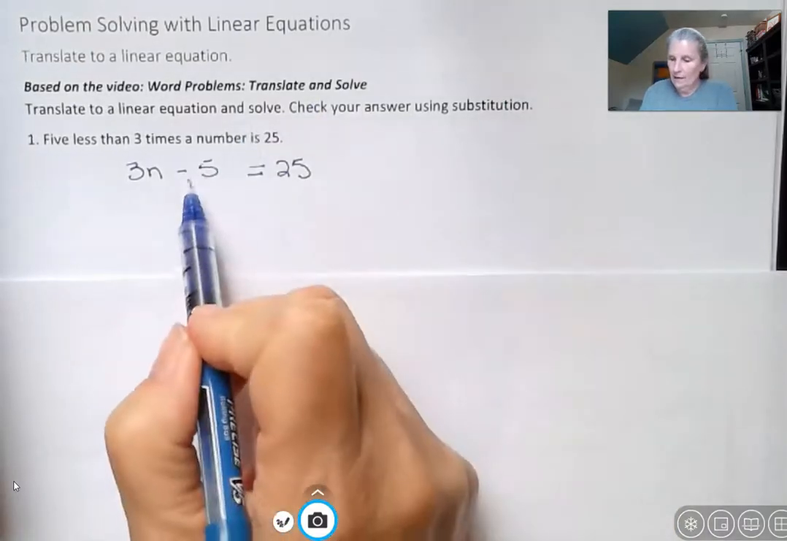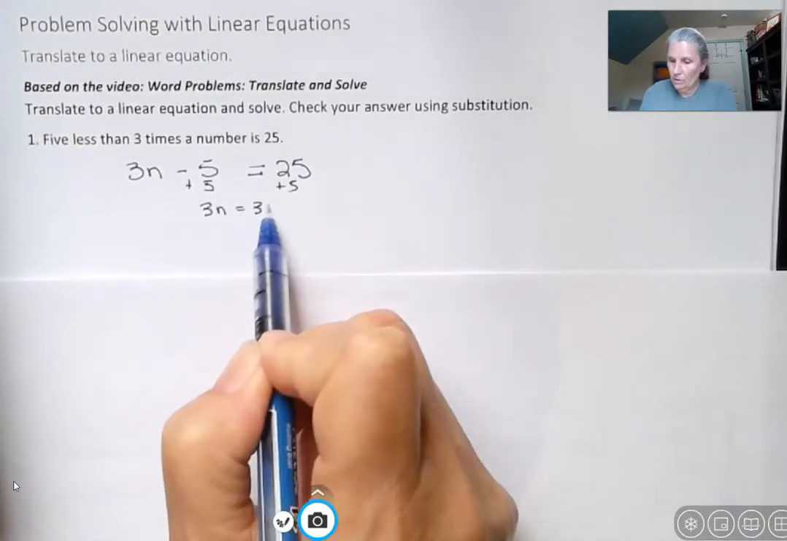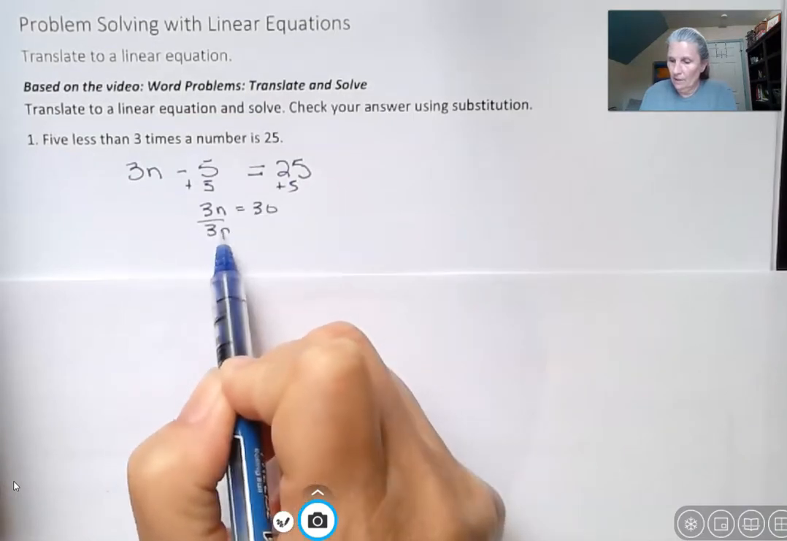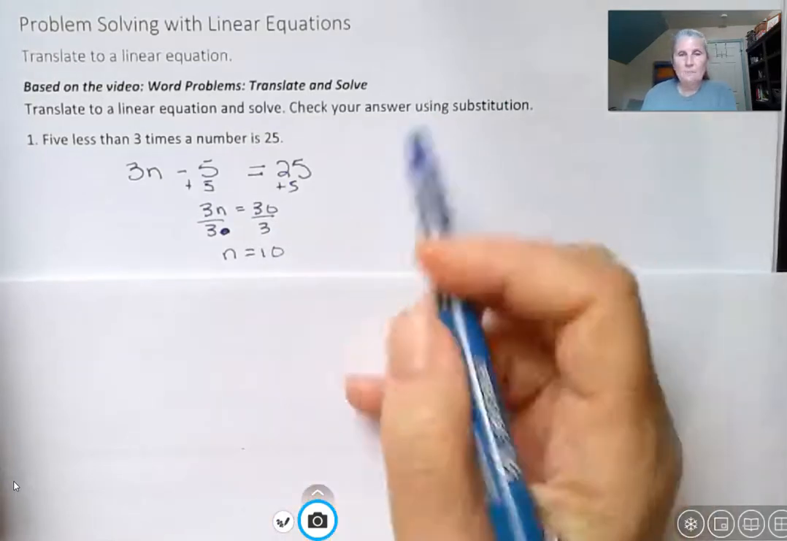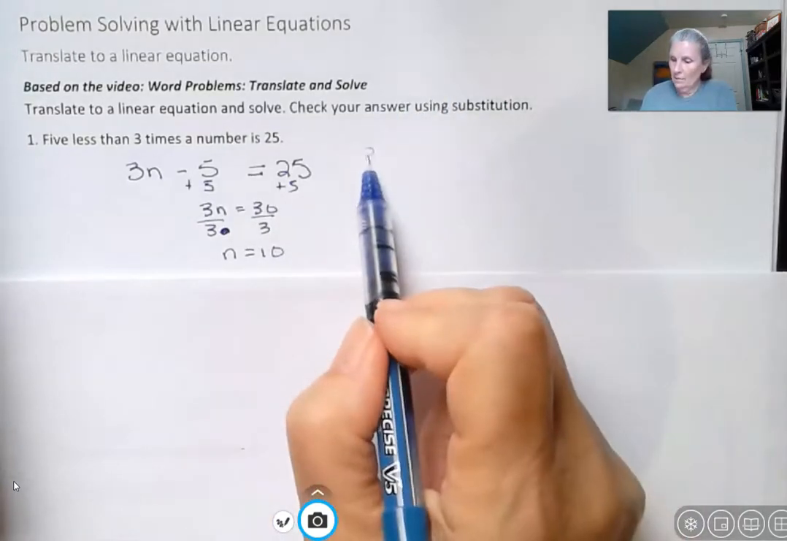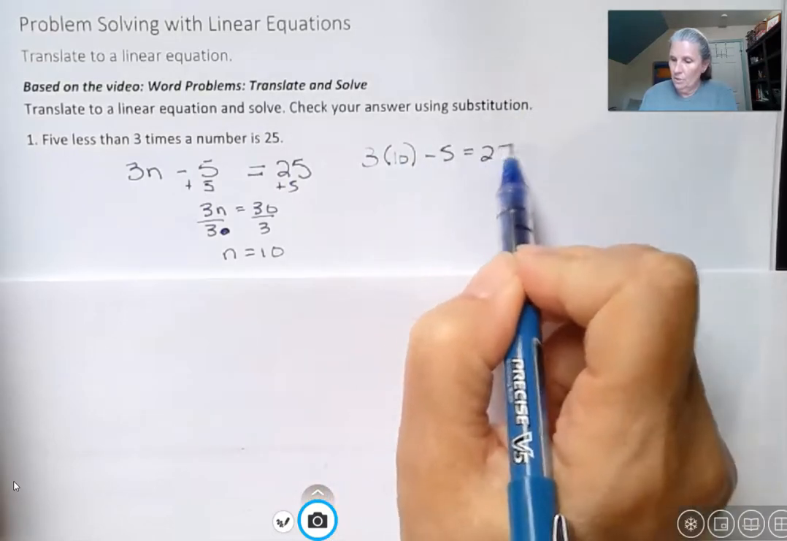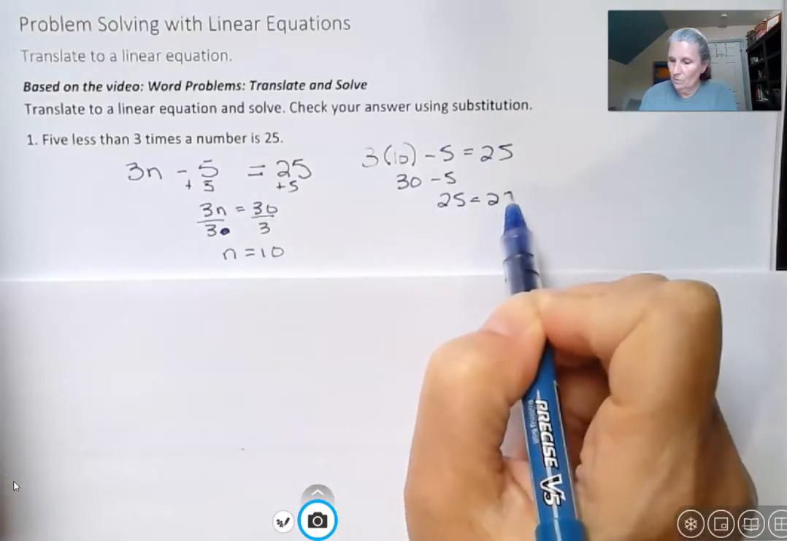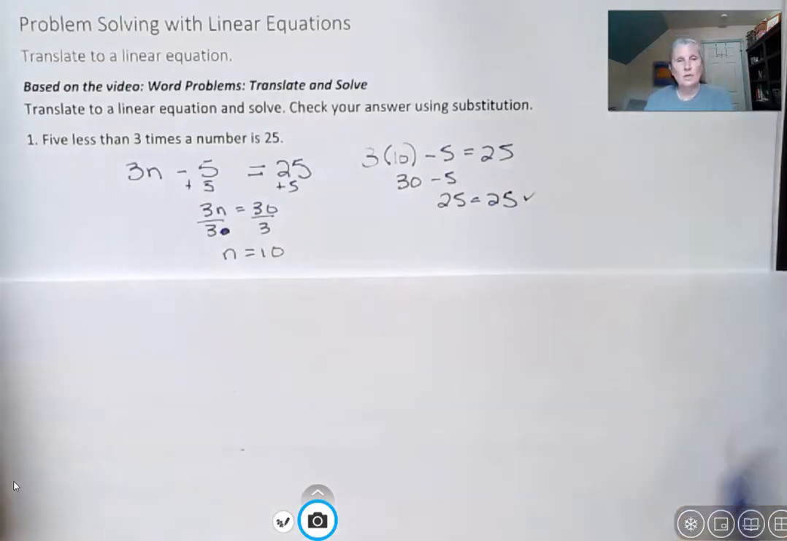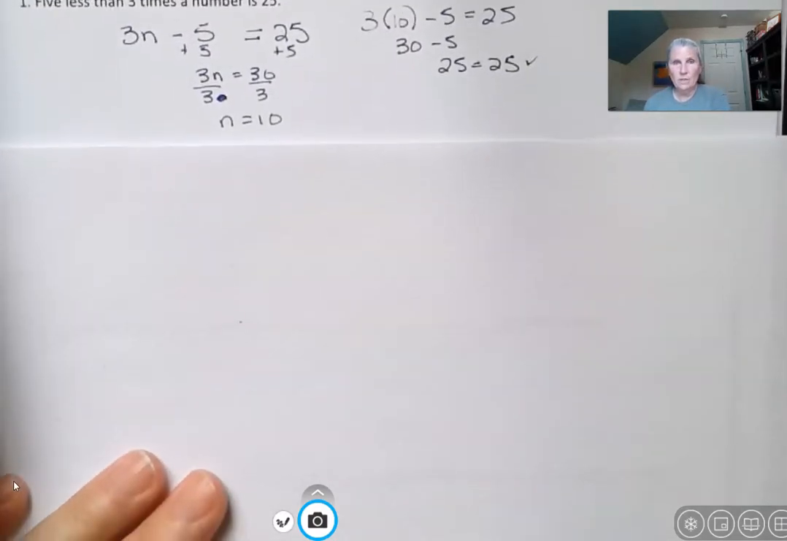And then if I add 5 to both sides, I get 3n equals 30, and dividing both sides by 3, oops, not the n, I get n equals 10. And now I can check that by going back and saying 3 times 10 minus 5 should be 25, and that's 30 minus 5, or 25 does equal 25, so that's true. So always you can check by plugging back in if you've written the correct equation, but of course you have to write the correct equation first for that to be useful.